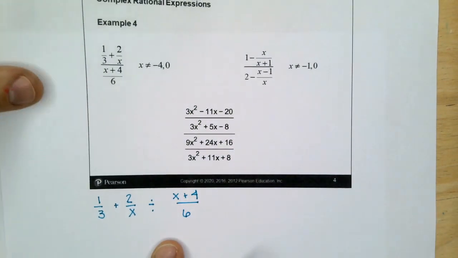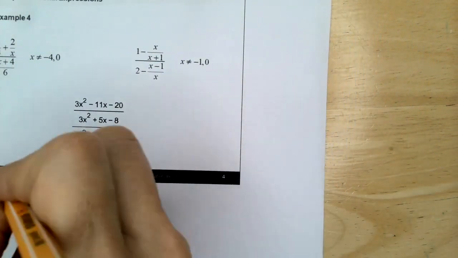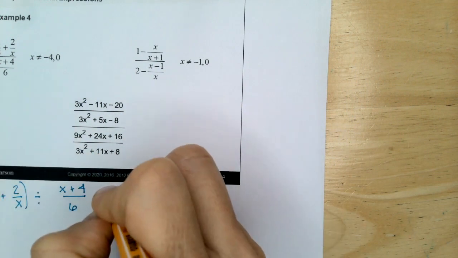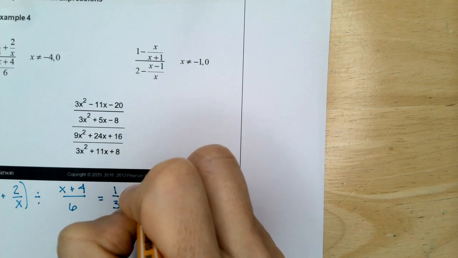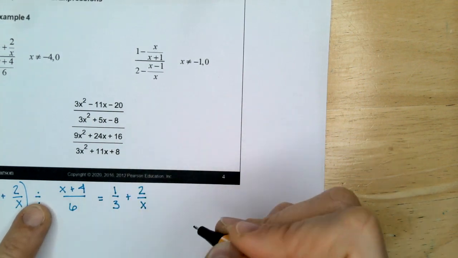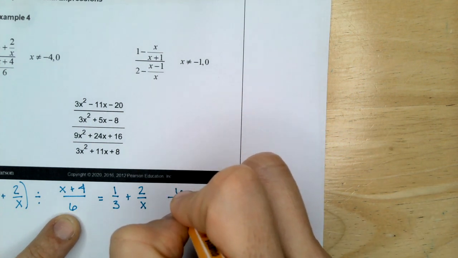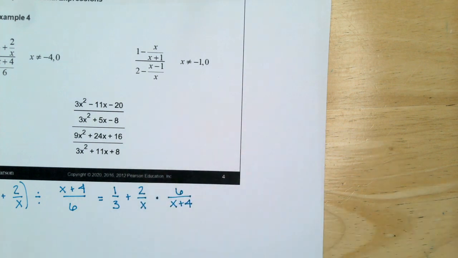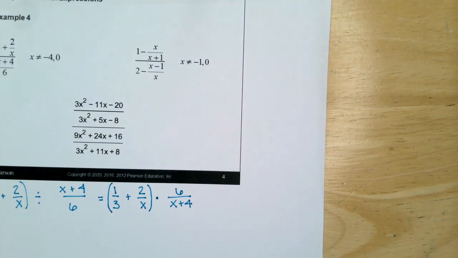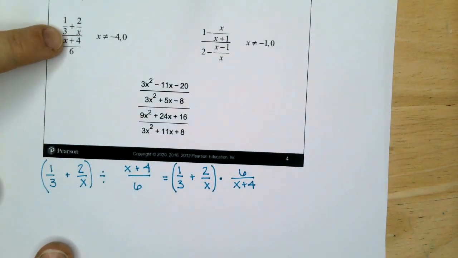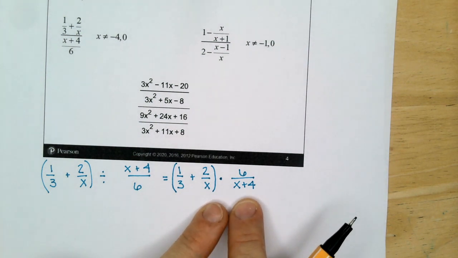What do we do when we have division of fractions? We keep, flip, change. So that first term, we keep 1/3 plus 2 over x. Flip this one, 6 over x plus 4, and change it to multiplication. Okay, so if you want to get rid of the division sign, you can either write it like this or you can change it to multiplication.